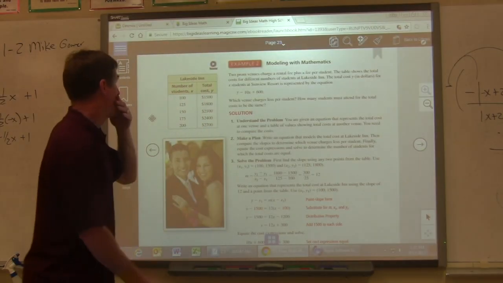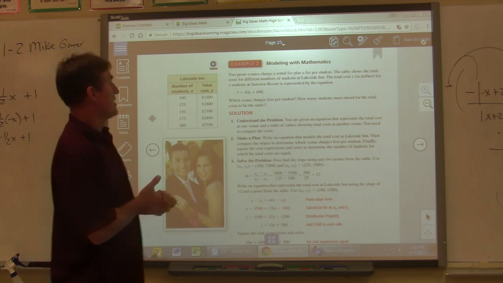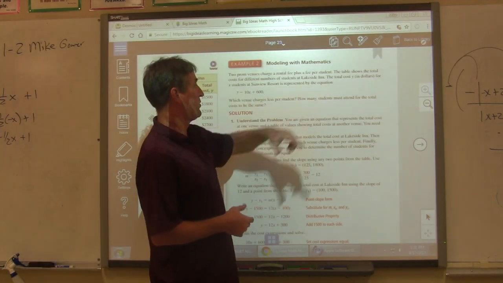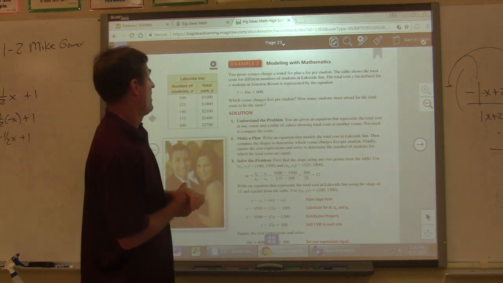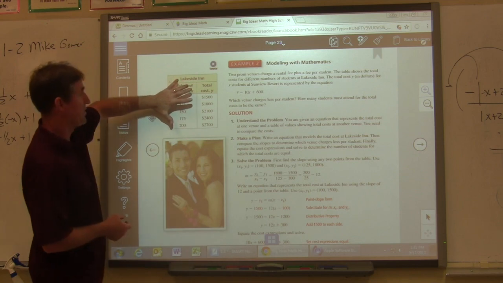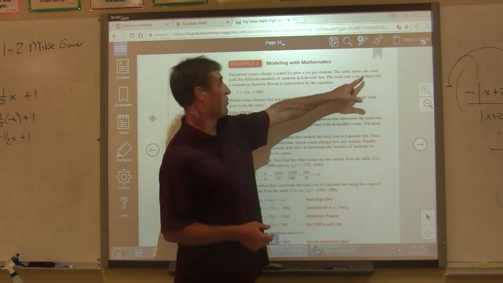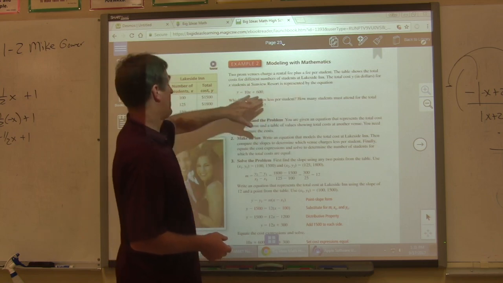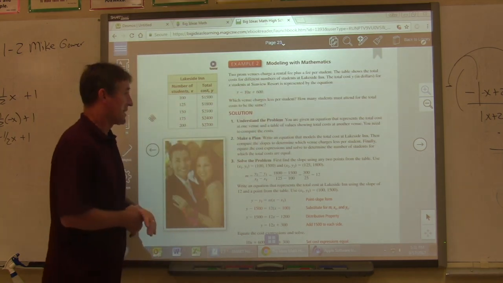All right, example number 2, another story problem. It says 2 prom venues charge a rental fee plus a fee per student. The table shows the total cost of different numbers of students at Lakeside Inn. So this is the table we're going to have to use on this. And it says the total cost in y dollars for x students at Sunview Resort is represented by the equation y equals 10x plus 600.